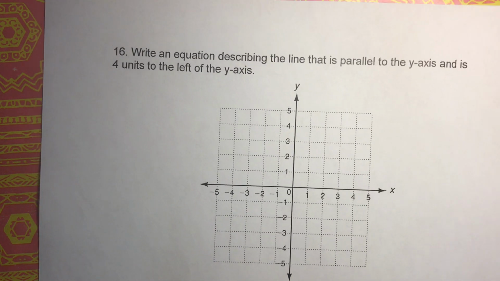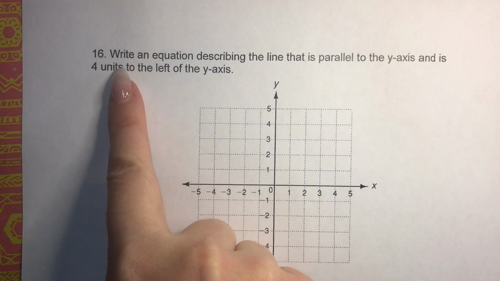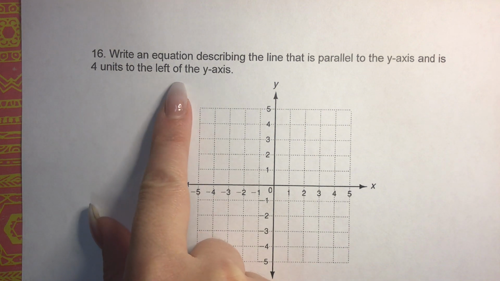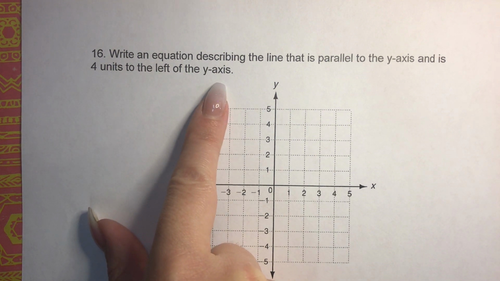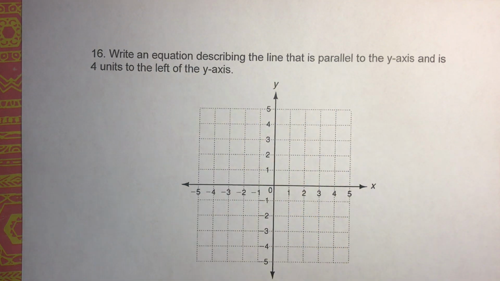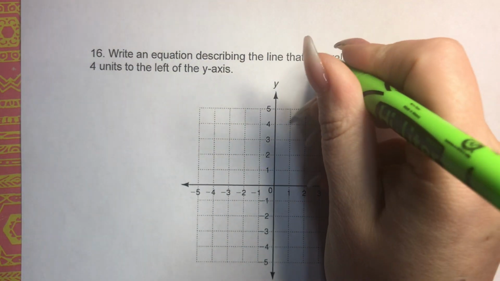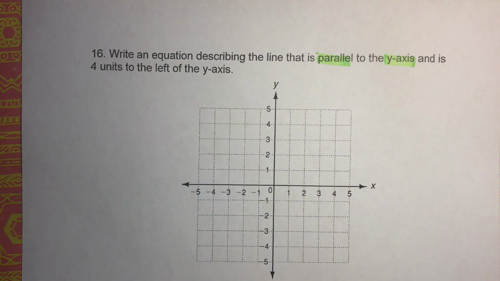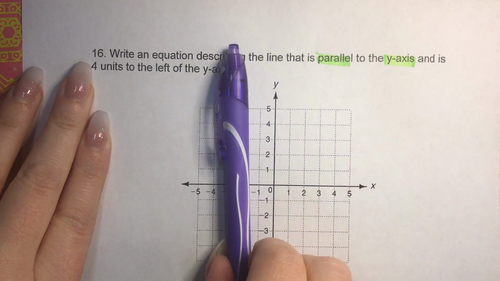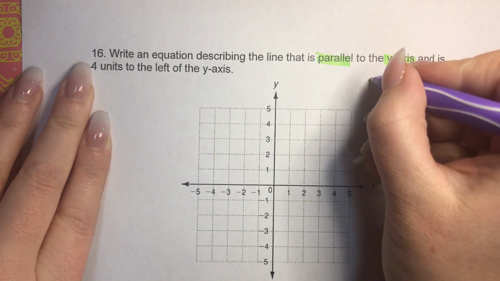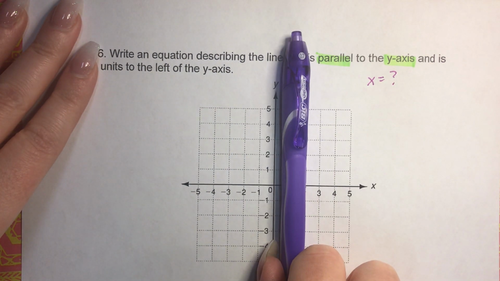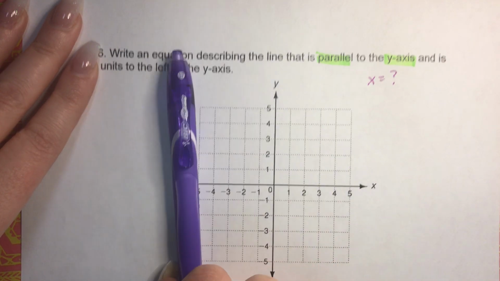So this problem says, what does this say? It says, write an equation describing the line that is parallel to the y-axis and is 4 units to the left of the y-axis. Okay, all right, let's think about this. Parallel means it's the same slope. So it's parallel to the y-axis. So what is parallel to the y-axis? Here's the y-axis. Something that's parallel means it's going to be like x equals something, right? That's what our answer is going to be. Anything parallel to the y-axis is going to be x equals something.